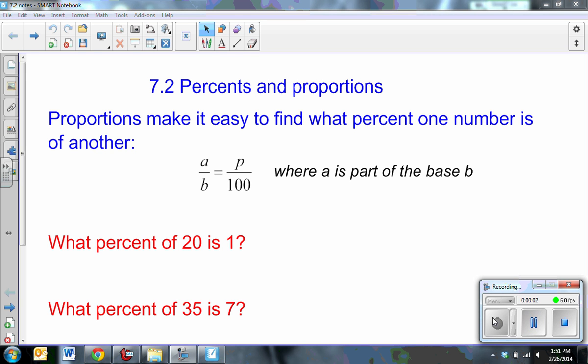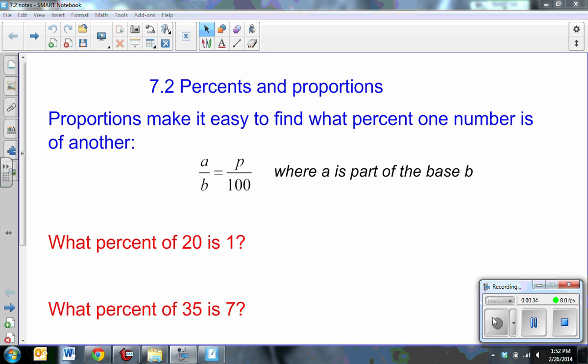Okay, so moving on to 7.2, you guys are getting really good at percents. Today we're going to look at how proportions make it so easy to find what percent one number is of another. And the way we write that is A is to B, right? So A is some part of B, as P is to 100, and P is the percent that we're looking for, okay? So B is the base, usually the bigger number. And we want to know what part A is of B, what percent A is of B.